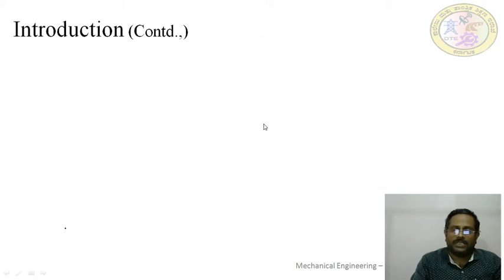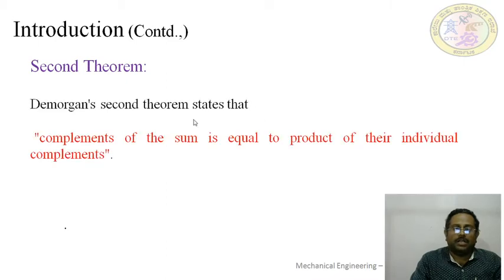De Morgan's second theorem states that the complement of a sum is equal to the product of the individual complements. That is represented using the Boolean equation: A plus B whole bar is equal to A bar into B bar. The equation A plus B whole bar represents the complement of a sum. The equation A bar into B bar represents the product of their individual complements. This is called LHS and this is called RHS. The output of LHS should be the same as RHS.